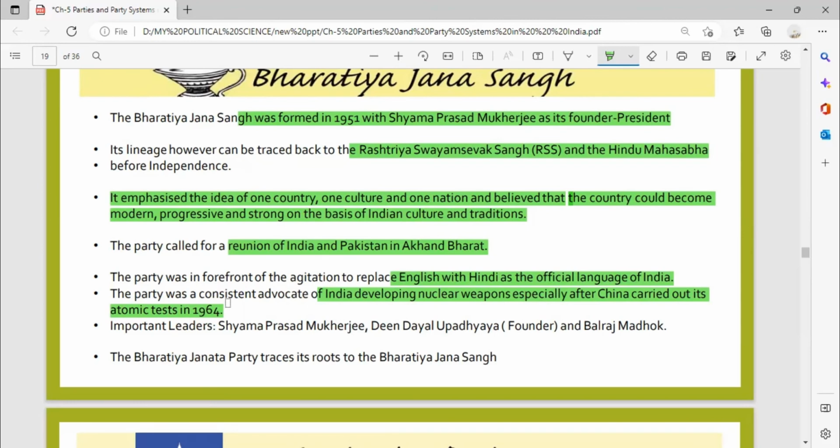And who were the important leaders of Bharatiya Jana Sangh? Shyama Prasad Mukherjee, Deen Dayal Upadhyay, and Balraj Madhok. So these three were the main founders. The Bharatiya Janata Party traces its roots in Bharatiya Jana Sangh. So from Bharatiya Jana Sangh came a new party which came to be known as Bharatiya Janata Party. So earlier it was BJS, now it became BJP, and BJP was formed in 1980.